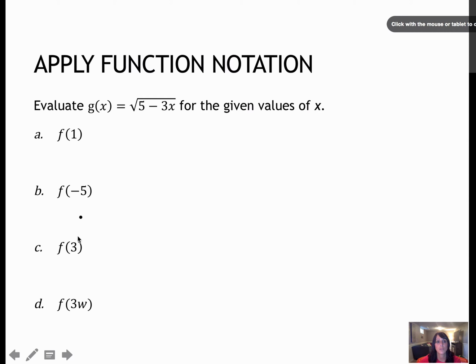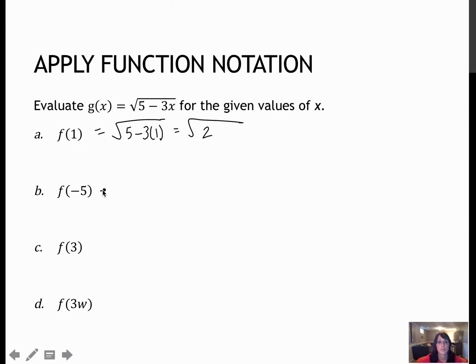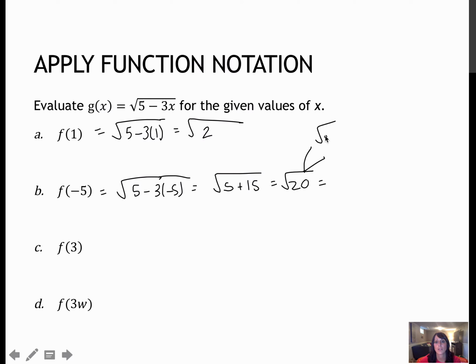Evaluating a square root function for these values. This one says 5 minus 3 times 1, which would be 5 minus 3, or 2. So my answer is just radical 2. For my next one, 5 minus 3 times -5 means that it's actually 5 plus 15, which is radical 20. Radical 20 would reduce. Again, breaking it into parts would be 4 and 5, which means 2 radical 5.